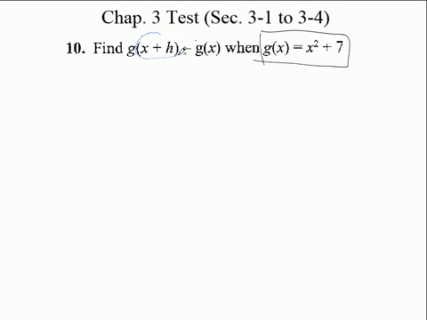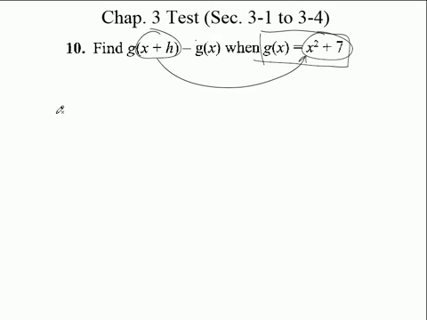Instead of this being a 3, it's kind of weird, it's an x plus h, so what we're going to do is take that x plus h and put it in for that x right there and do whatever it says to do to it. Minus g of x. Well, what's g of x? G of x is just this whole thing. So I'm going to take this x plus h, stick it in for this, and I'm going to subtract the x squared plus 7, which is g of x.